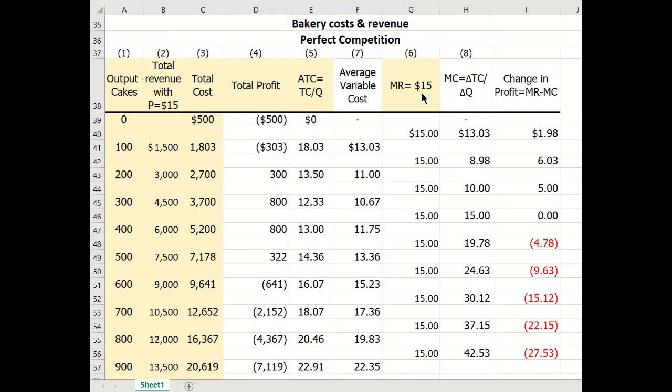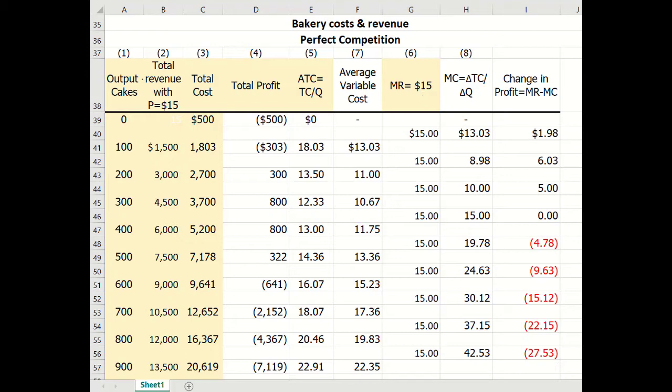Now, your marginal revenue is your change in revenue as you change output. That stays fixed at $15 because no matter what happens here with quantity, the price stays $15. So when you change quantity by 1 unit, you're going to gain $15. So that's your marginal revenue. And the marginal revenue is constant.